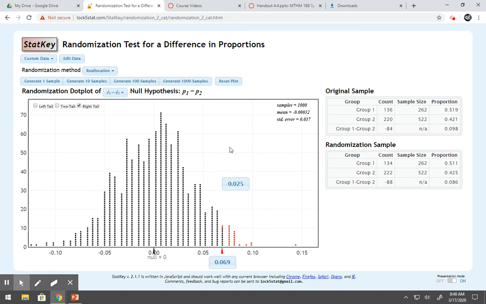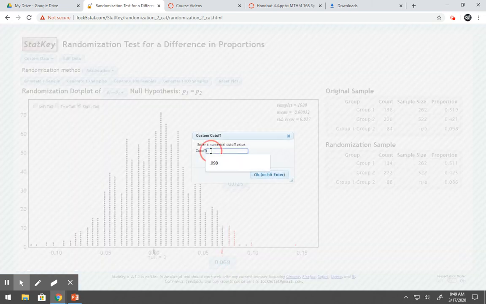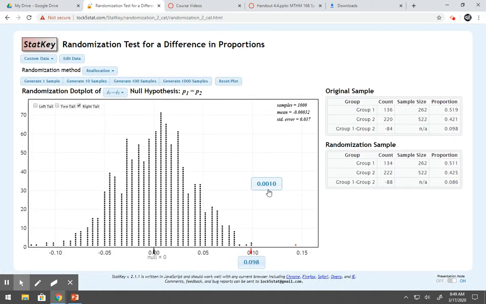Now, remember, when we took the math and subtracted P1 minus P2, our statistic was 0.098, not 0.069. So what we want to measure is, on this curve, if this data point down here were 0.098, what's the p-value going to be? Let's click on this and make it 0.098. We're putting in our statistic. We're hitting OK. And look what just happened to the p-value. We now have a p-value of 0.001. That thing is incredibly small.